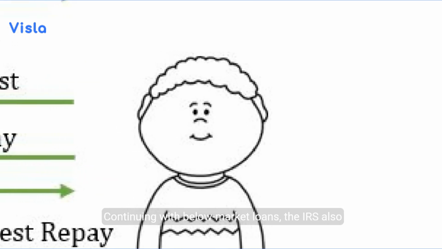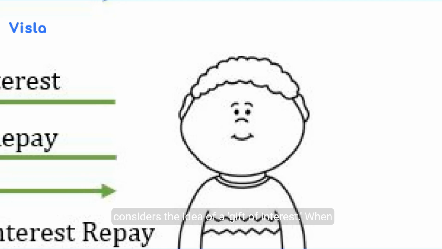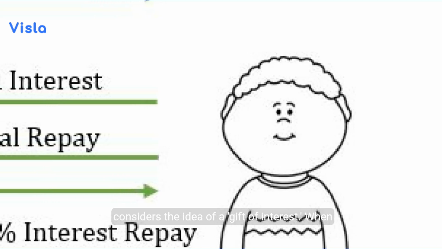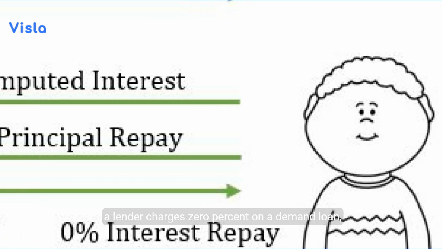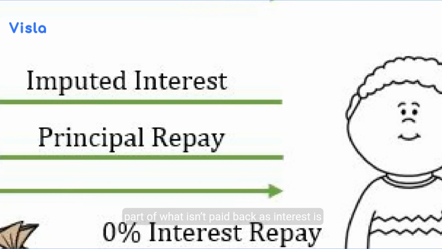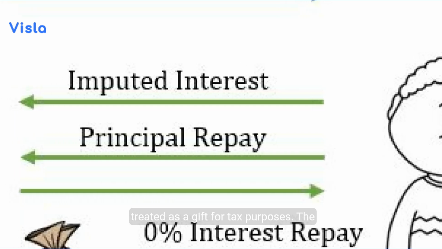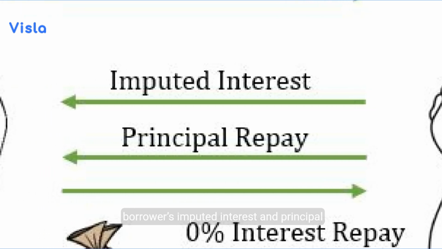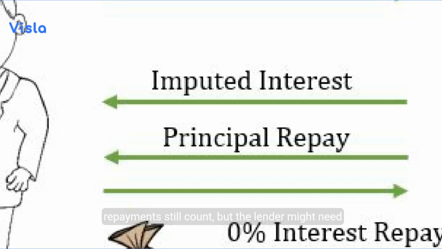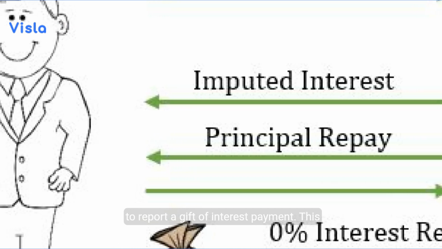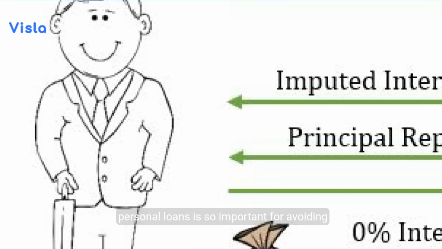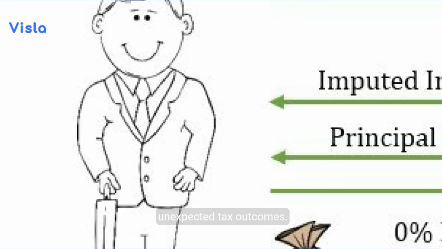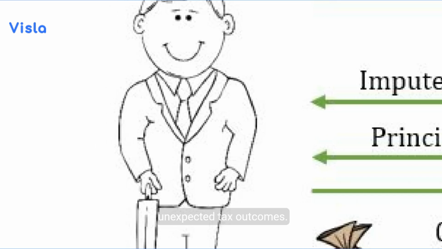Continuing with below-market loans, the IRS also considers the idea of a gift of interest. When a lender charges 0% on a demand loan, part of what isn't paid back as interest is treated as a gift for tax purposes. The borrower's imputed interest and principal repayments still count, but the lender might need to report a gift of interest payment. This highlights why understanding the tax treatment of personal loans is so important for avoiding unexpected tax outcomes.